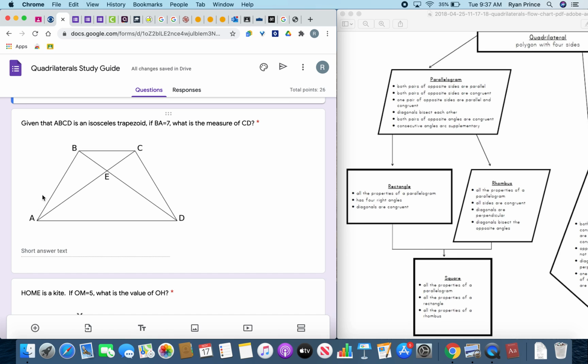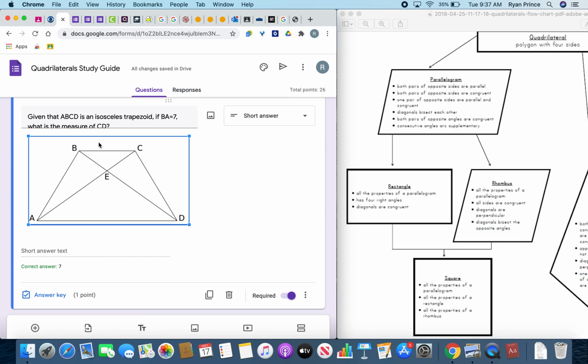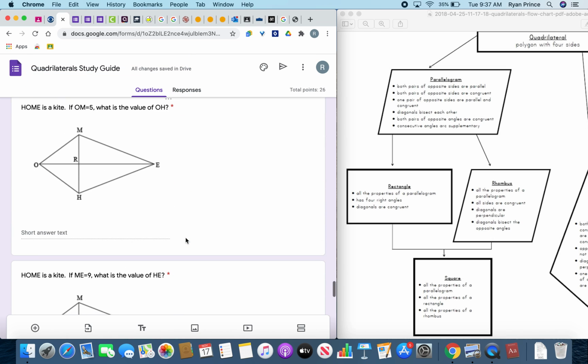Isosceles trapezoids still. BA is 7. Wants to know CD. It's the same. Isosceles trapezoids, the legs are congruent to each other. So BA and CD would be congruent to each other. CD would be 7. Now we're done with trapezoids.